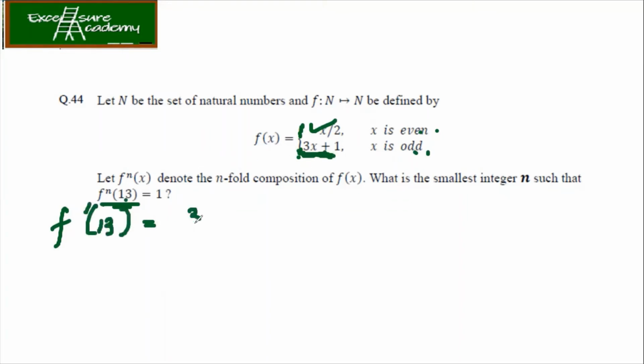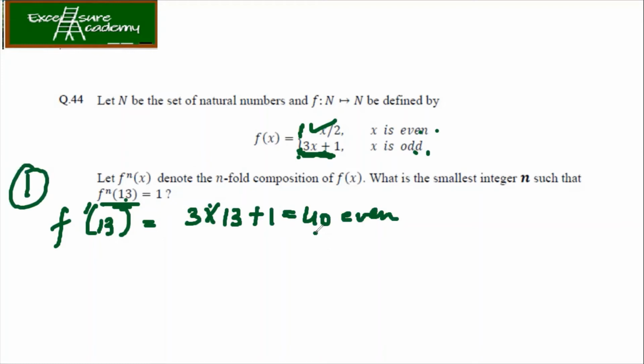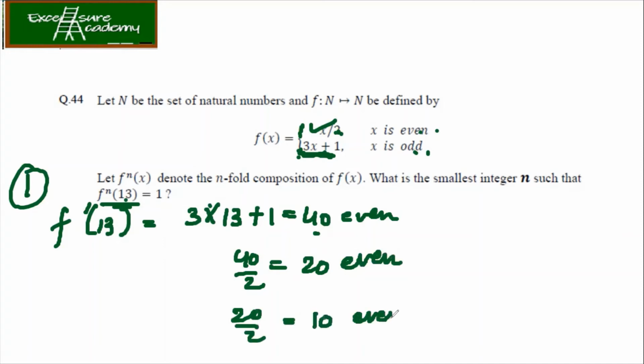So we started with 3 into 13 plus 1, you got 40. Now 40 is an even number. This is your first one. So 40 is your even number. You are going to use this function. So we use 40 by 2. We got 20, which is again even. Then 20 by 2, 10, again even. Then 10 by 2, I got 5, right? Which is your odd number.